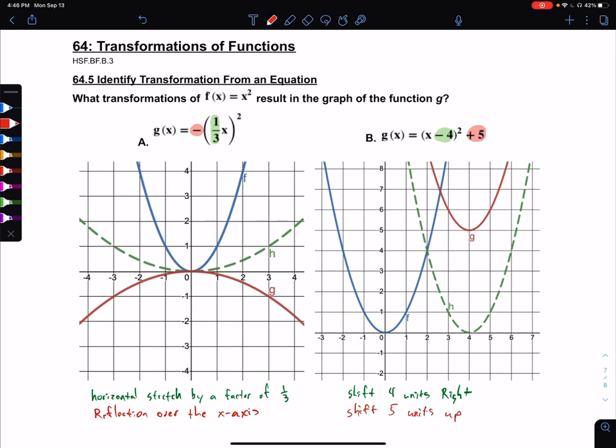That one, obviously, looks much easier. Stretches and compressions tend to be a little bit more work. You have to be a little bit more careful with them. But shifts left, right, up, and down tend to be very, very direct and straightforward.